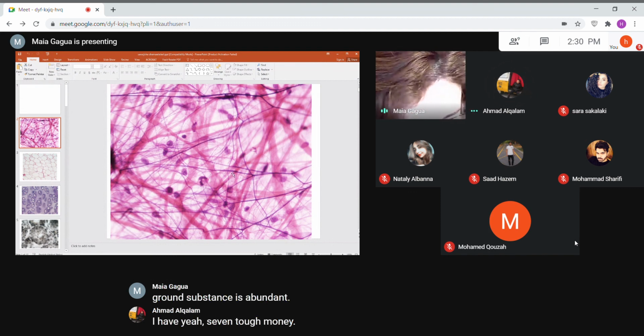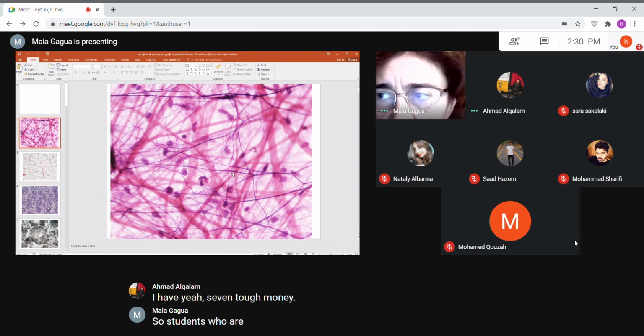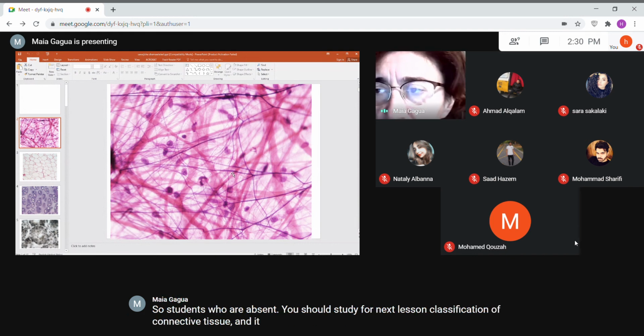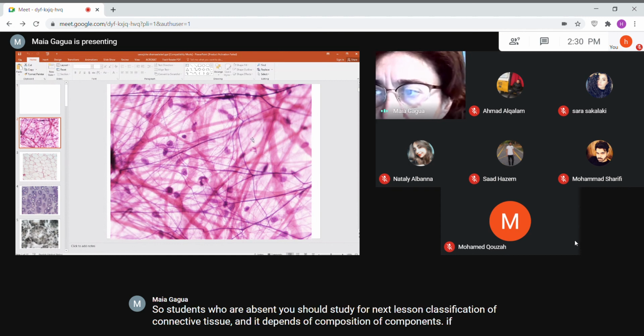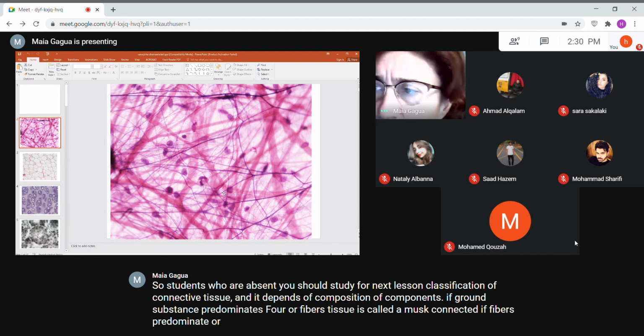So, students who were absent, you should study for next lesson classification of connective tissue, and it depends on the composition of components. If ground substance predominates over fibers, tissue is called loose connective tissue. If fibers predominate over ground substance, tissue is dense.